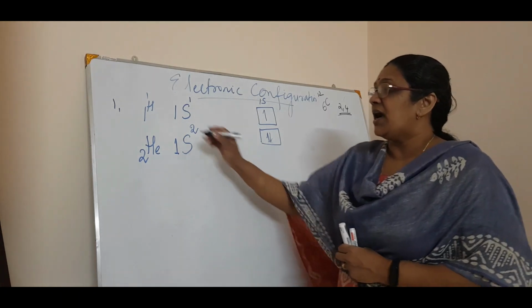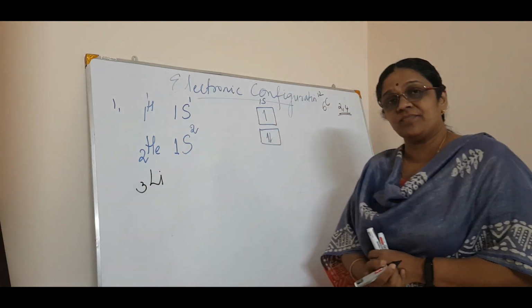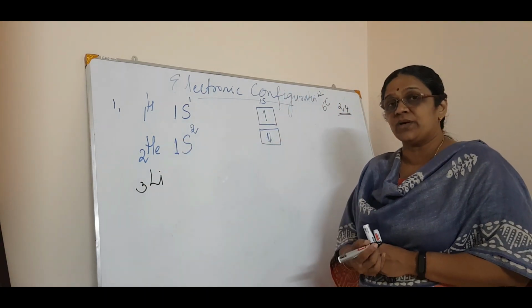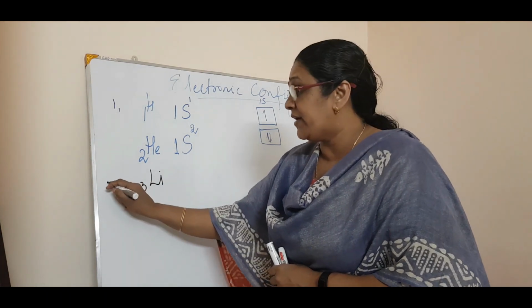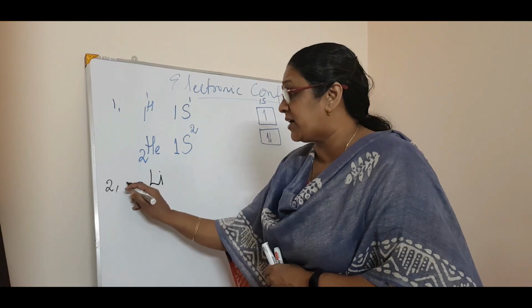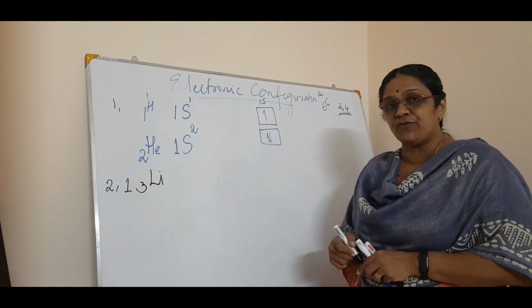Now coming to hydrogen, helium, then lithium. Lithium is 3. I will do 3 and 4, then you can do it. So 3 means, if you want, you can write your own configuration in smaller shells. It is 2, 1. Then it will be easy for you.